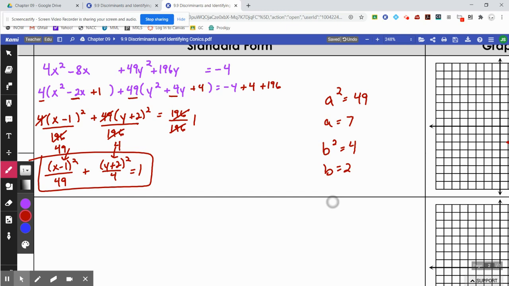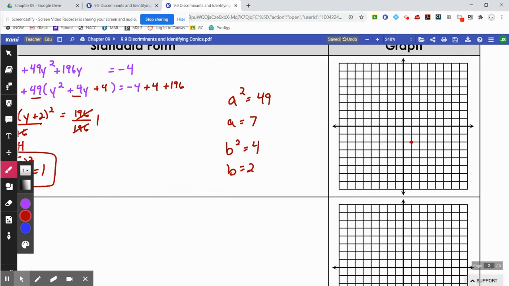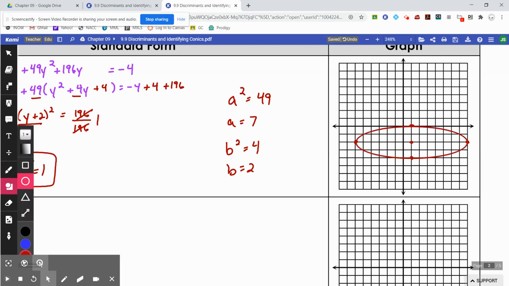So in the x direction, we're going to go right 7 and left 7. And those are going to be the endpoints of the major axis. Then we're going to go up 2 and down 2. That's going to be the endpoints of the minor axis. And then let's connect our dots. And there's your ellipse.